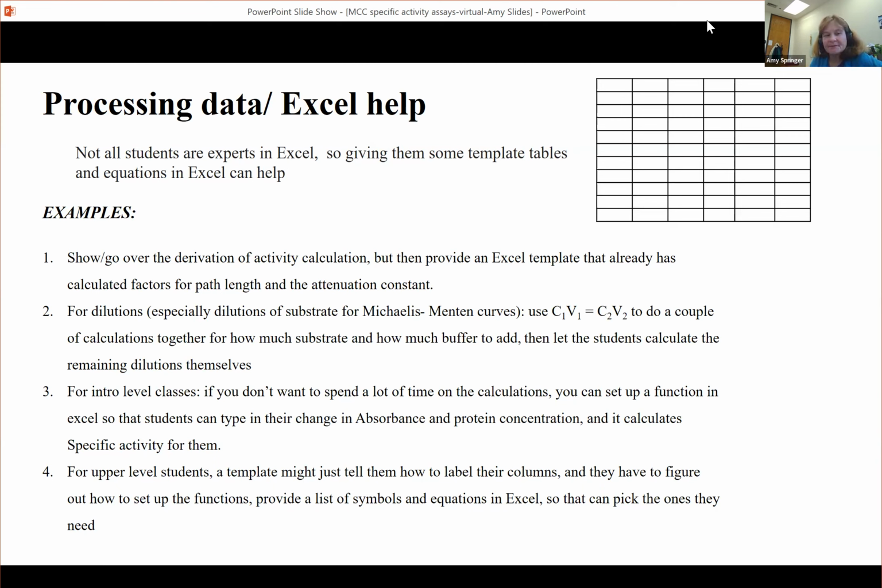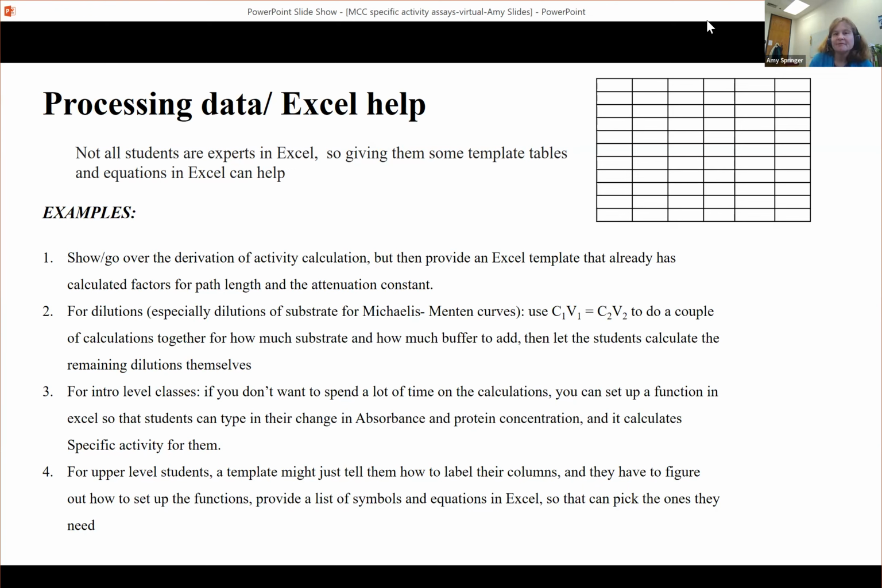I don't know if anyone's teaching intro level classes. I know Tam, who teaches intro bio, just has a function where they plug in their change in absorbance and their protein concentration, and it gives them a specific activity, because she doesn't want to spend a lot of time with all the factors in that. So depending on what you want to do, you might just give them a template that just has the labels of their columns, and where they're subtracting or multiplying or dividing, and they can provide the rest.